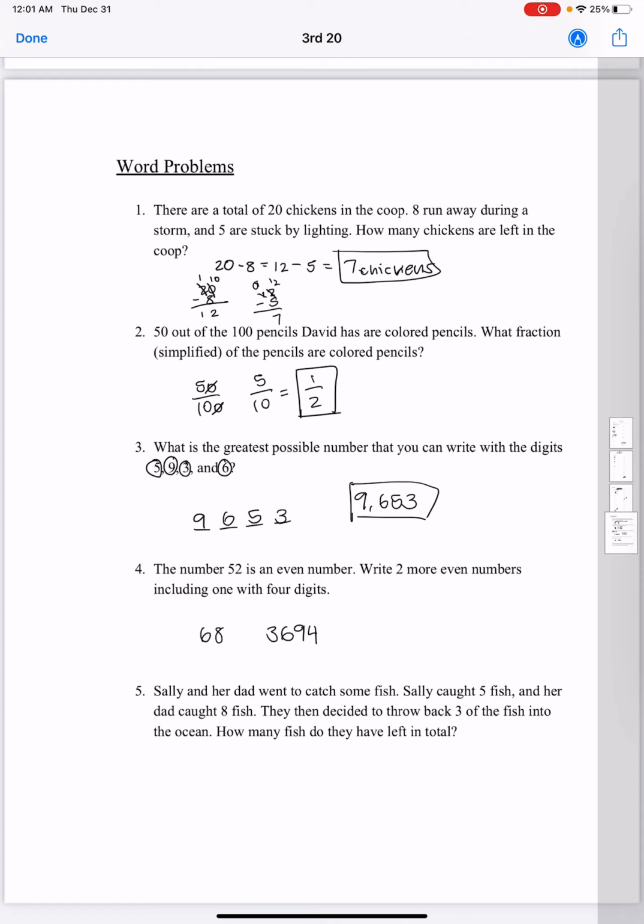So Sally caught 5 fish and her dad caught 8 fish. So if we do 5 plus 8, we get 13. They decide to throw back 3 of the fish into the ocean. So 13 minus 3 would give you 10. So they have 10 fish left in total. 10 fish. And that's your answer.